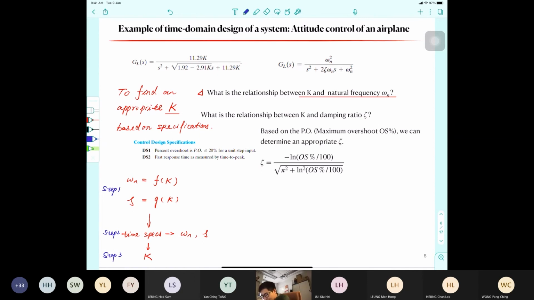So firstly, let's see what is omega n. Omega n equals to a function of K, right? Function of K. What is it? Could you give me an expression? Think about what this expression should look like.